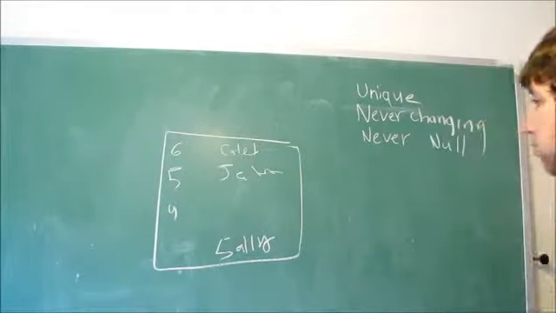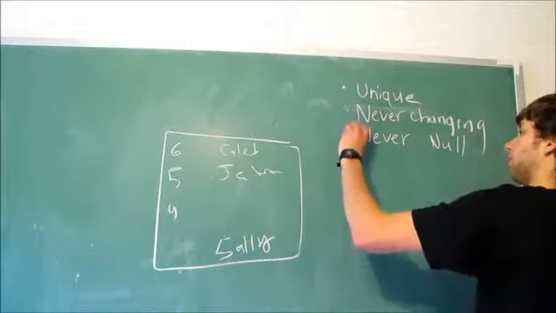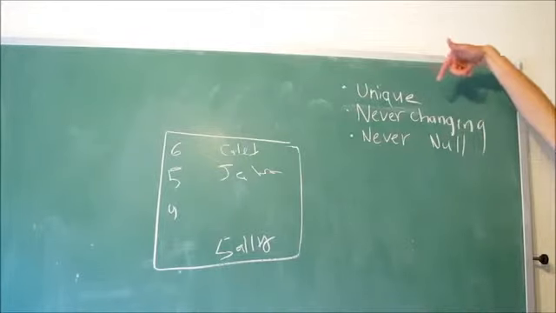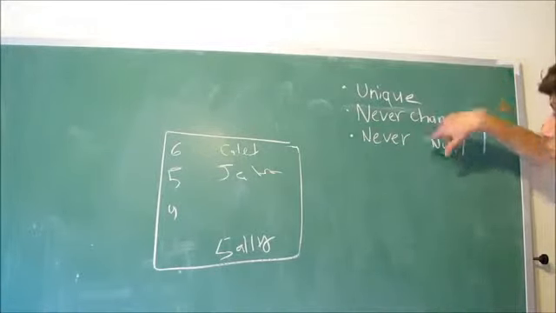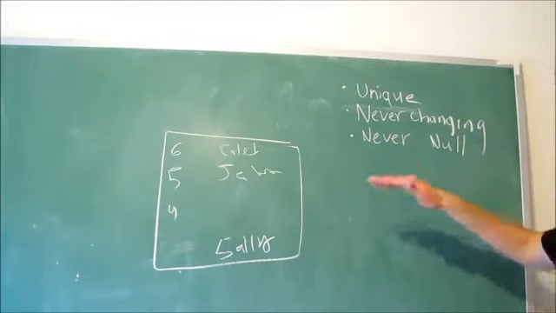So here are the 3 main rules, and we'll get into more in upcoming videos. But a key should always be unique, never be changing, and it should never be empty. You should not allow a row without a key.